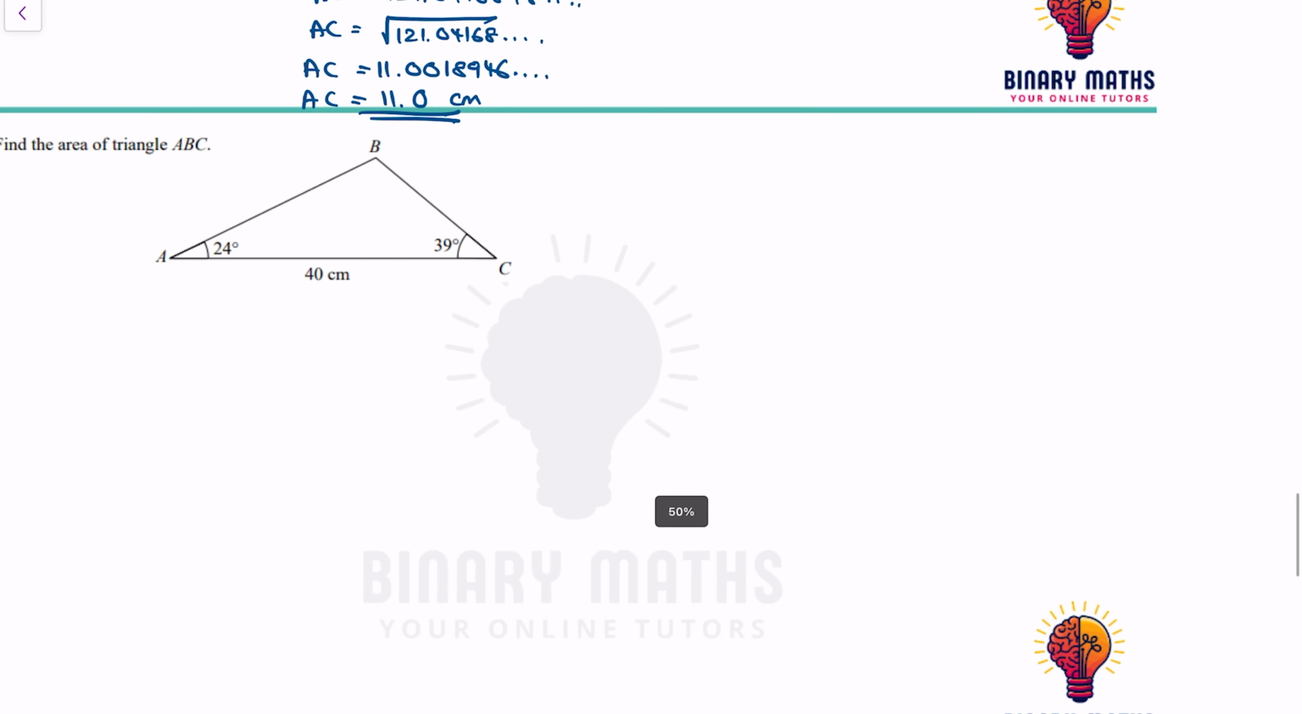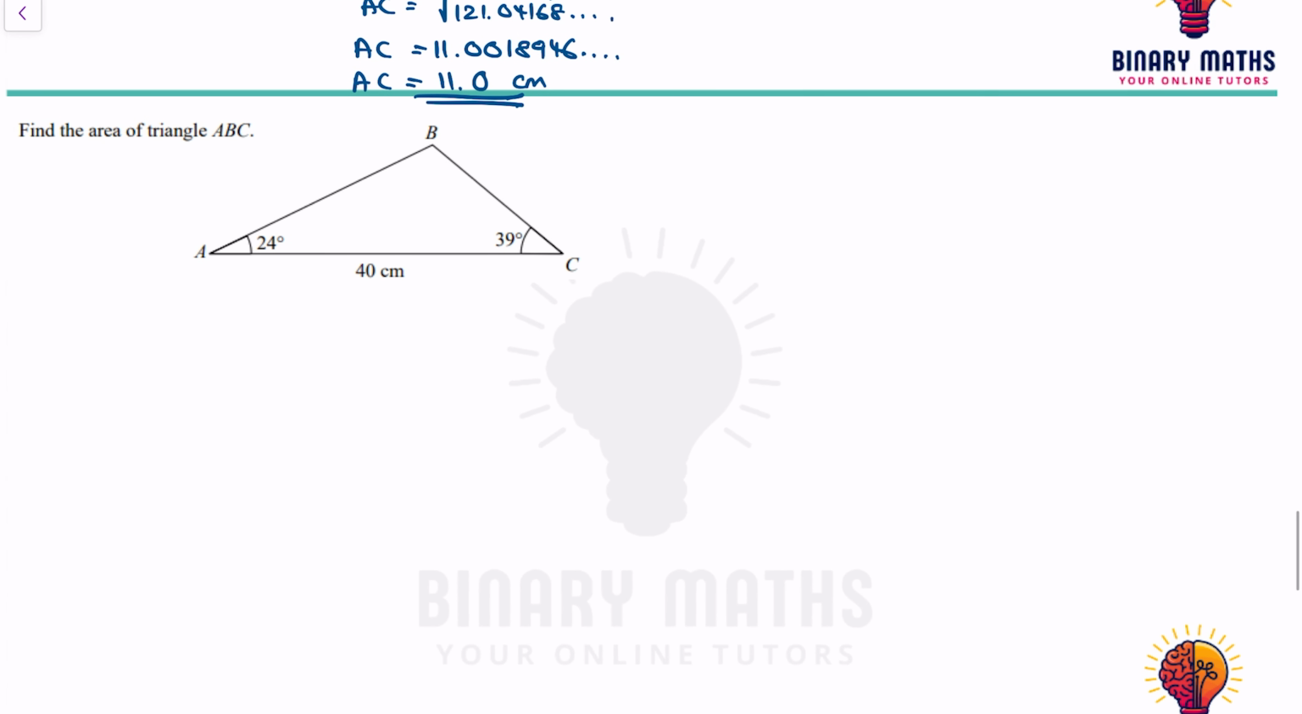Okay, the next example. Find the area of triangle ABC. Now to find the area of a triangle, I need 2 lengths and an angle in between, which I don't have here. So I need to find out one other length first. Now, because I know this is 24 and 39, angle ABC must be equal to 180 take away 24 take away 39, since angles in a triangle are equal to 180 degrees, which means it must be equal to 117 degrees.